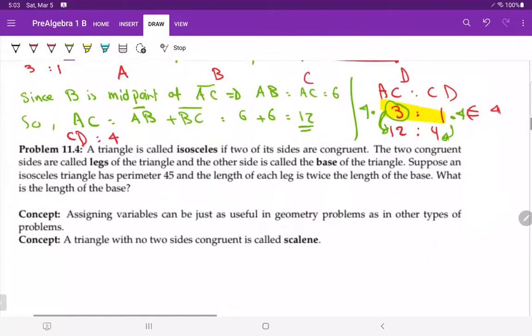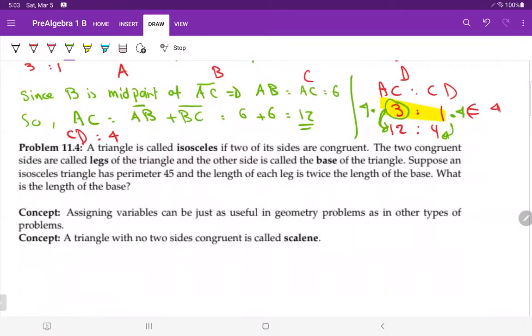Good. Let's go over some concepts. A triangle is called isosceles if two of the sides are congruent. So if you have a triangle and two sides are equal, then we call it isosceles. The two congruent sides, we call them legs of the triangle. What about the other side? The other side, we call it base.